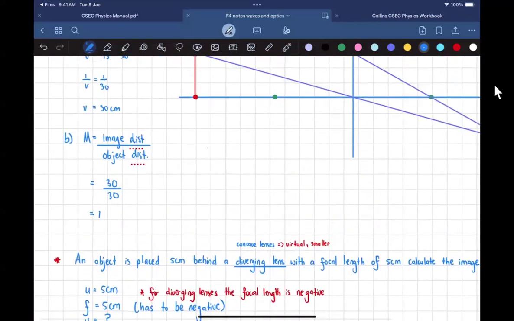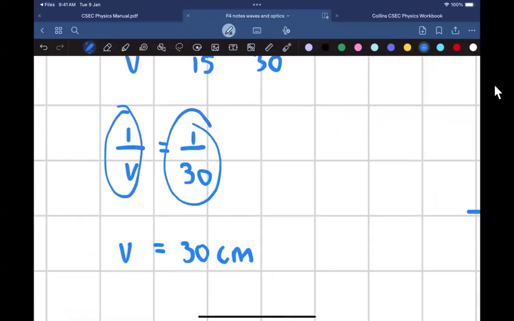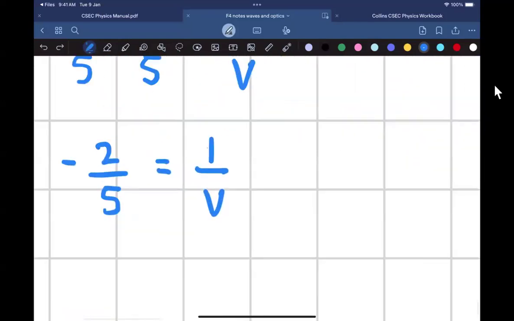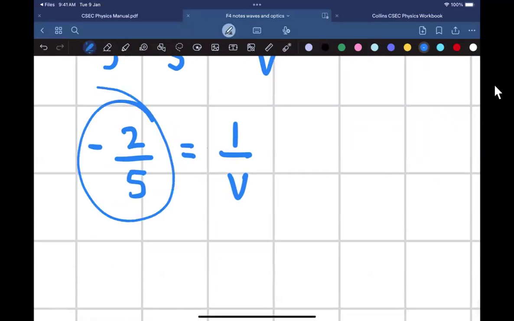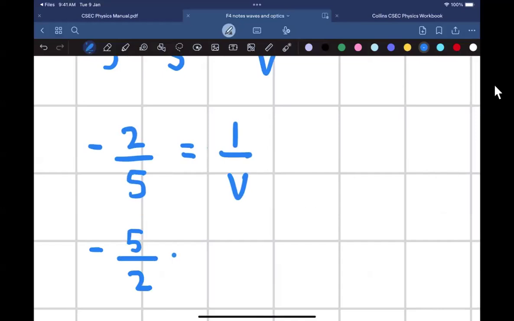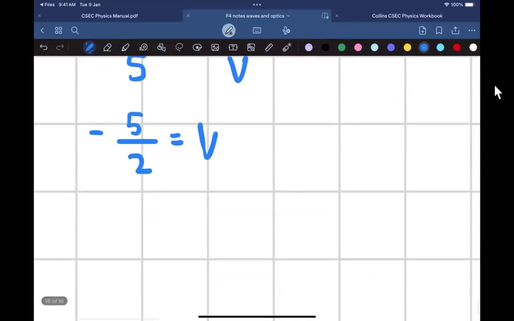Take inspiration from your previous question. I had 1 over v. I could flip it. So if I flip this, what would that be, Justin? If I flip minus 2 over 5, what would that become? Minus 5 over 2, right? And if I flip 1 over v, what would that become? v over 1, which is just v. So then v is equal to minus 5 over 2, right?